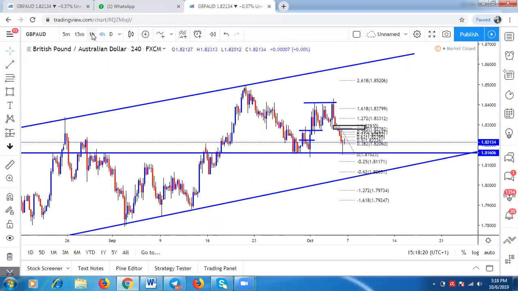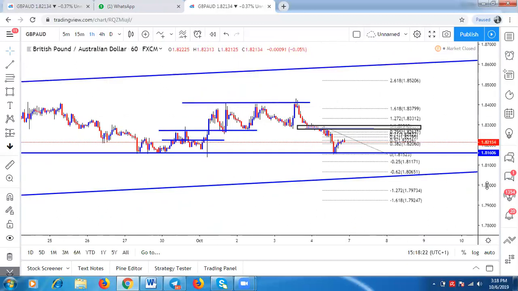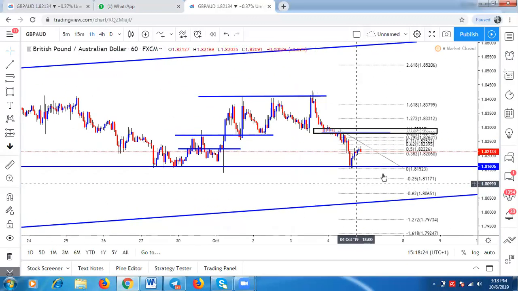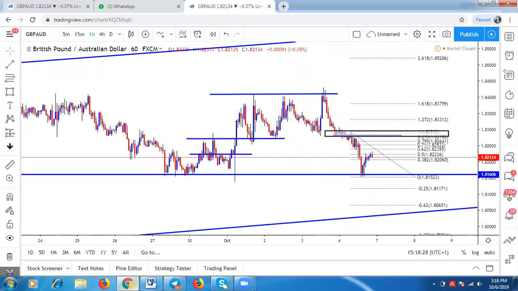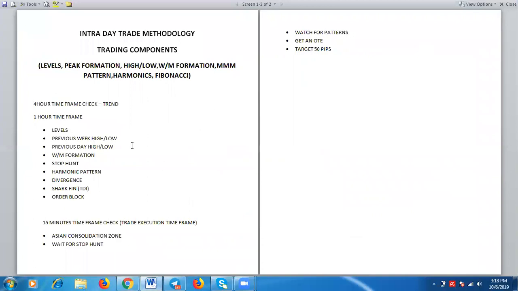Okay, so that's what you check. So you don't just come to a chart. You have to have a methodology. What am I checking for, and all that. So as well, remember the trade methodology. We're looking at the previous week high and low, previous day high and low. So all that, we're going to check that on Tuesday, usually. But sometimes you can just get in on Monday and get some quick pips and out.